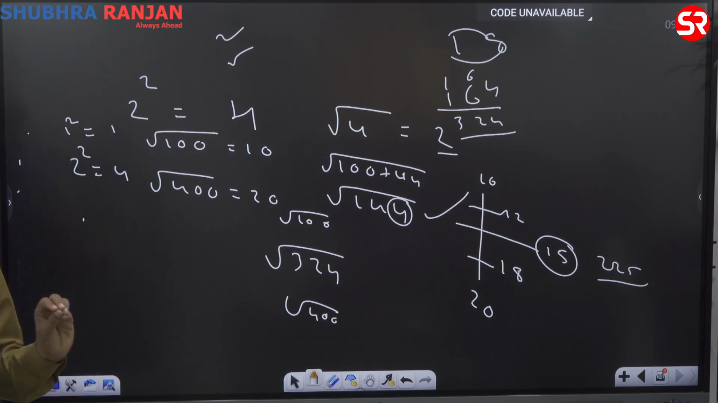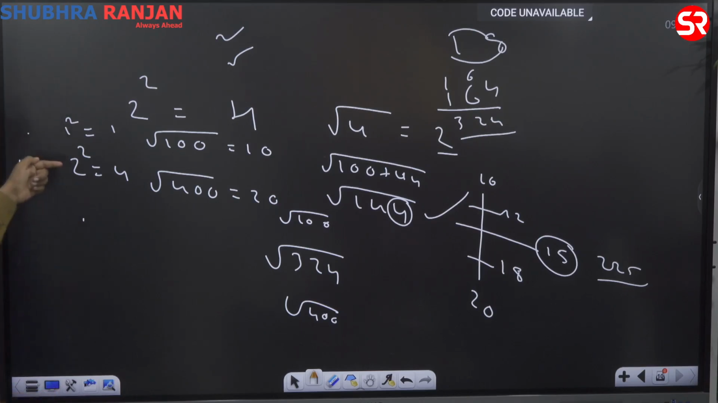Got it? Can we apply the same logic to all square roots or not? That's all. But for that, what do you require? You require to know what is 2 square, what is 3 square, and you must know it is in between root 400 and root 900. And you must know it is in between root 900 and root 1600. That means 30 and 40.